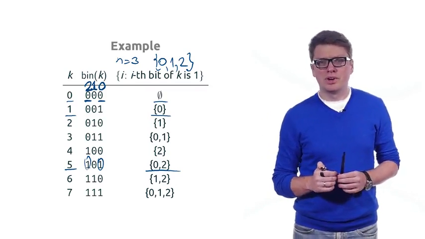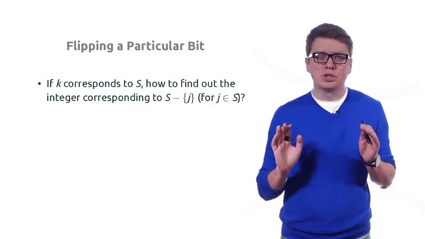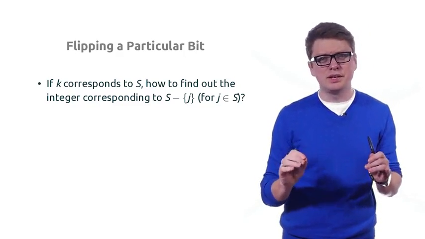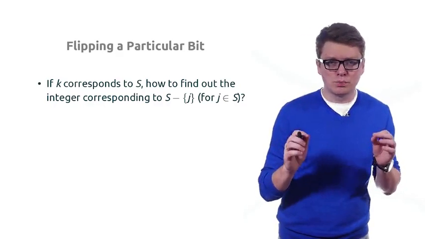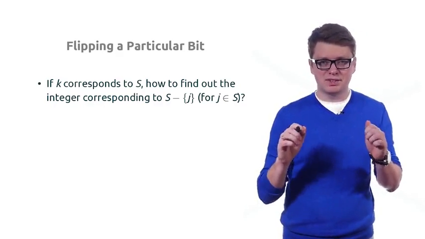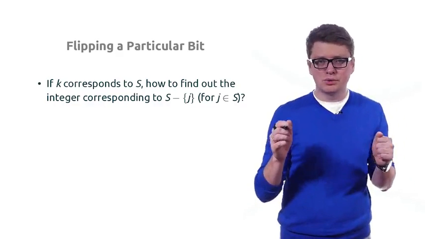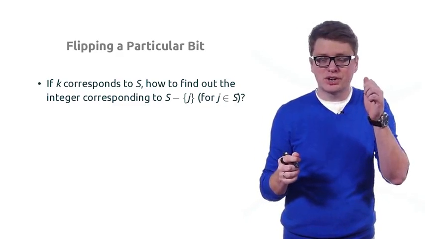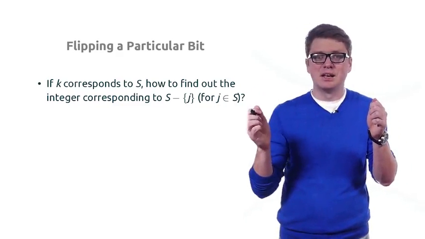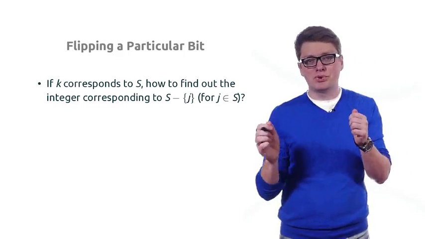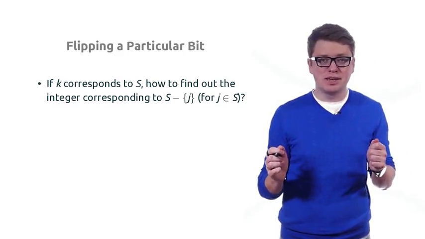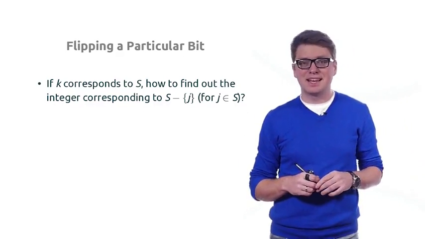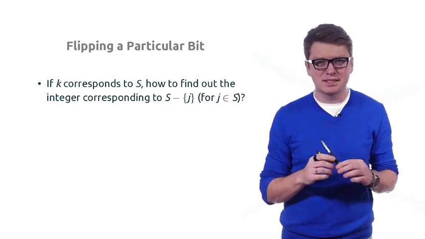Okay? Now recall that we do not only need to iterate through all subsets, but we also need to figure out how to perform the following operation. When we have a subset S, we need to find out how to subtract some element j from it. Namely, if we have an integer k which represents the set S, we need to find a representation of the set S minus j.